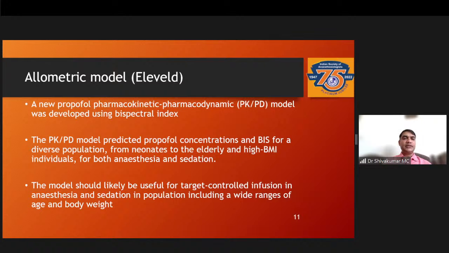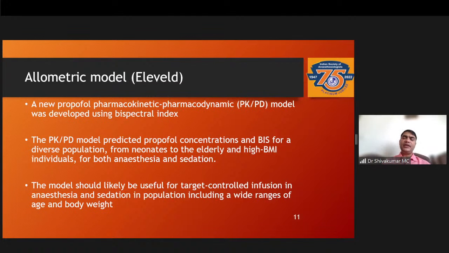So coming to a newer model, that is the allometric model, which is based on pharmacokinetic as well as pharmacodynamic calculations. It was developed based on the Bispectral Index. It was studied in nearly 1,033 patients, and more than 10,000 profile samples were taken to calculate exactly how much drug is required to produce a determined effect site effect in a patient. This is how the effect is calculated based on the Bispectral Index. Suppose you give 4 micrograms of a drug, what will be the depth of anesthesia?